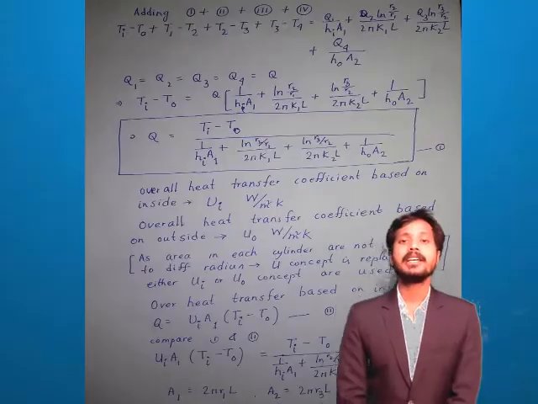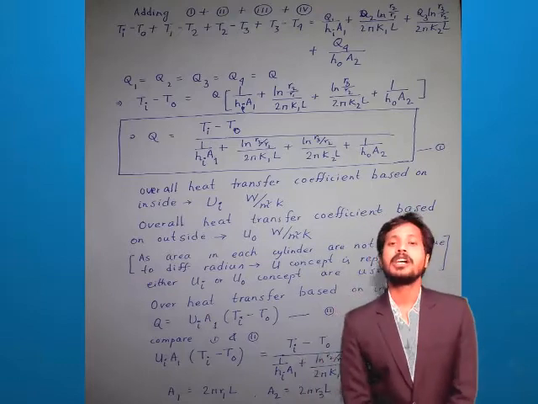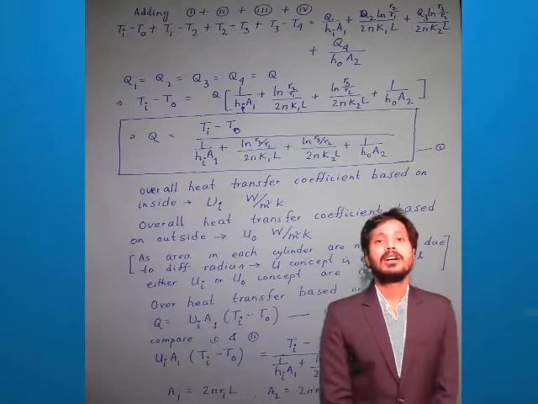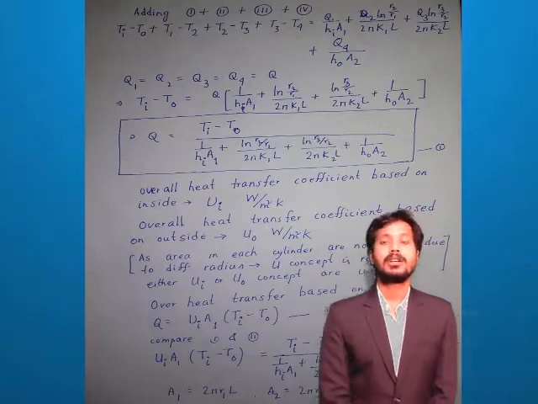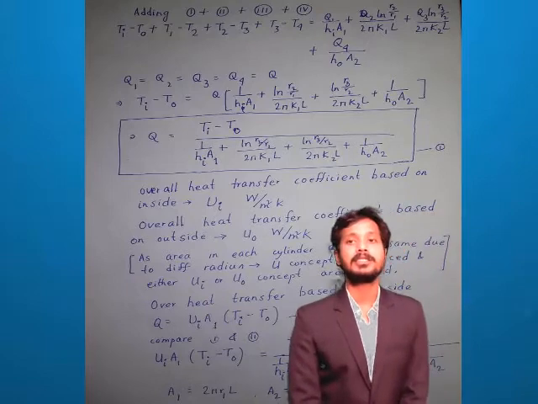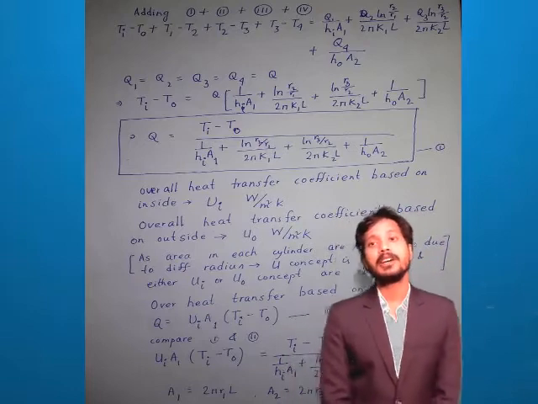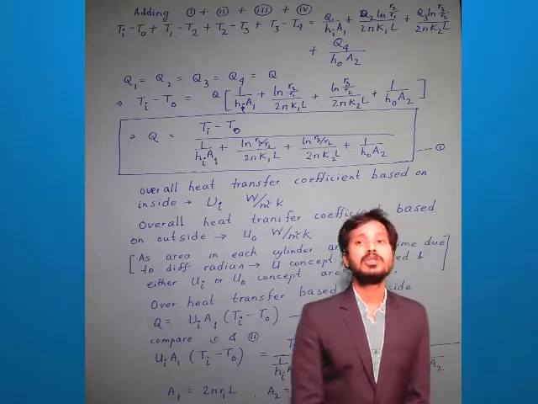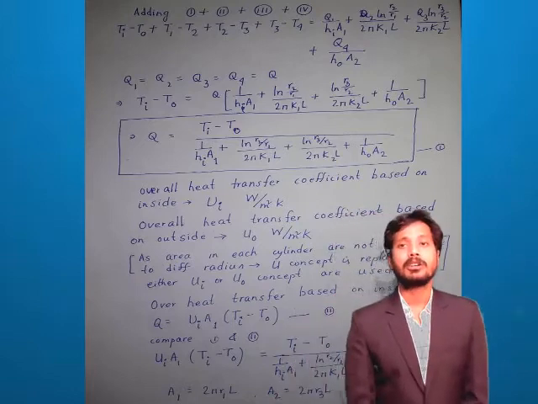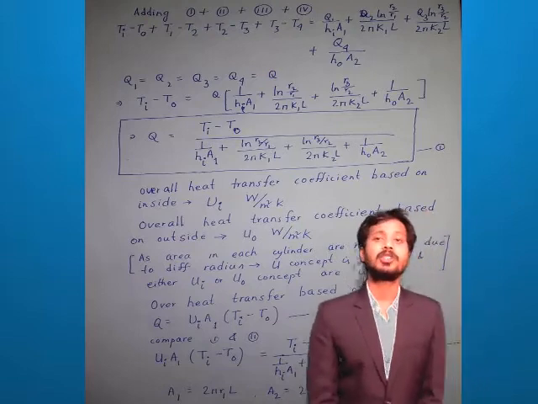Again you see here, the total potential difference is from Ti to T naught, so we have to add up all these potentials. It comes to (Ti minus T1) plus (T1 minus T2) plus (T2 minus T3) plus (T3 minus T naught) equals, we get here, Q1 divided by Hi A1 plus Q2 into ln of R2 by R1 by 2 pi K1 L plus Q3 ln of R3 by R2 by 2 pi K2 L plus Q4 by H naught A2.